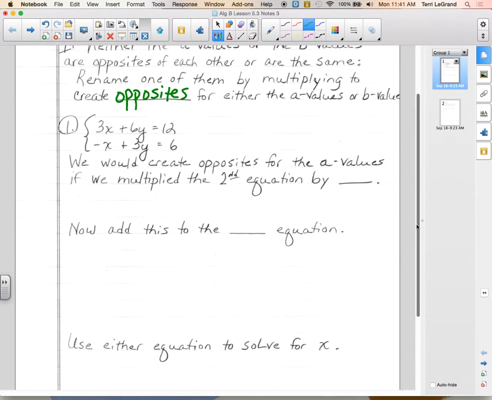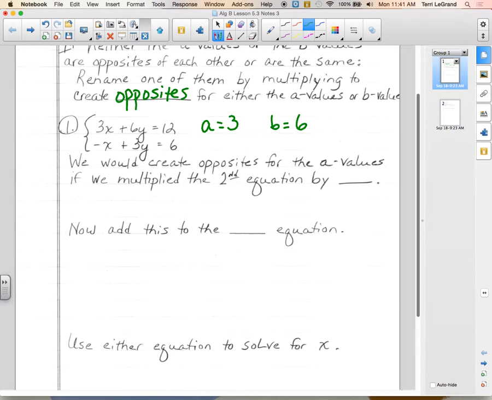So now we have our system of equations here. 3x plus 6y equals 12. Negative x plus 3y equals 6. Okay, so do we have the same A value or opposite A values or opposite B values right now? No. Do we have the same A values or the same B values? No. So maybe we should do this. Maybe this will help us out. Let's put A equals 3 for the first one and B equals 6.